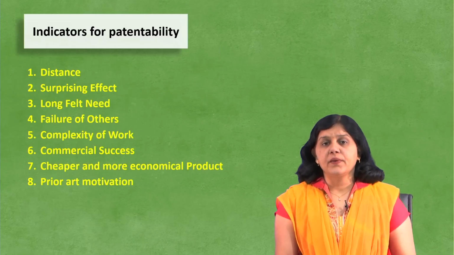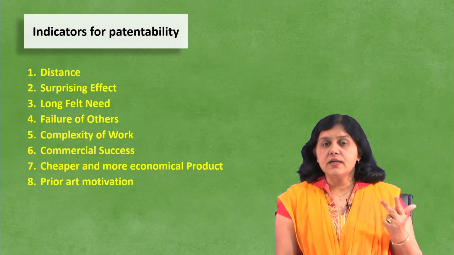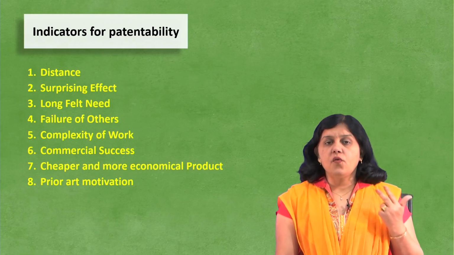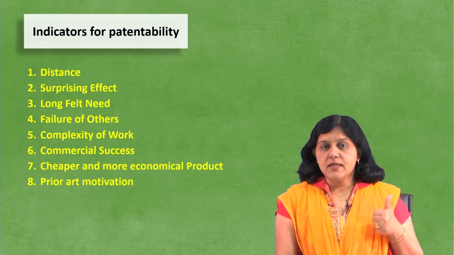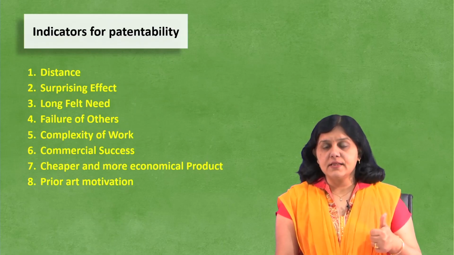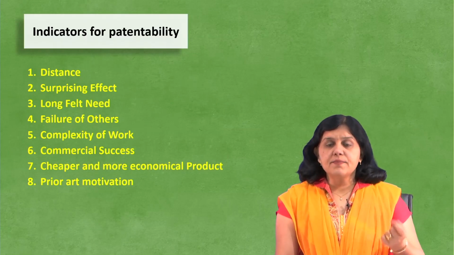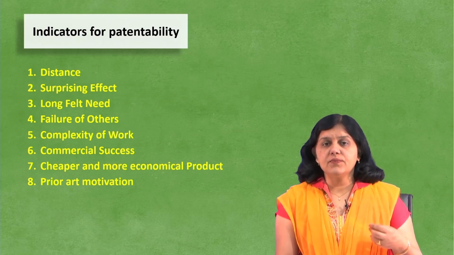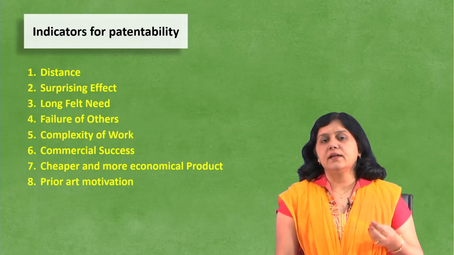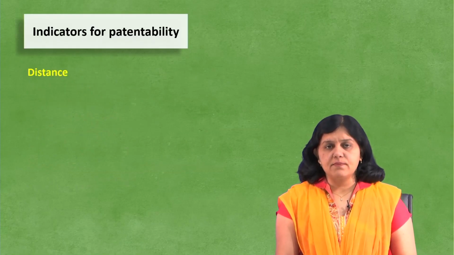These indicators are: first, distance; second, surprising effect; third, long felt need; fourth, failure of others; fifth, complexity of work; sixth, commercial success; seventh, cheaper and more economic product, and simplicity of the proposed technological solution; and the eighth, that is prior art motivation. So, we will now check one by one what these 8 indicators are. We will start with the distance.